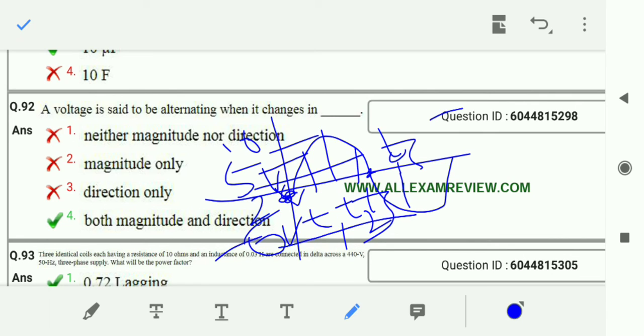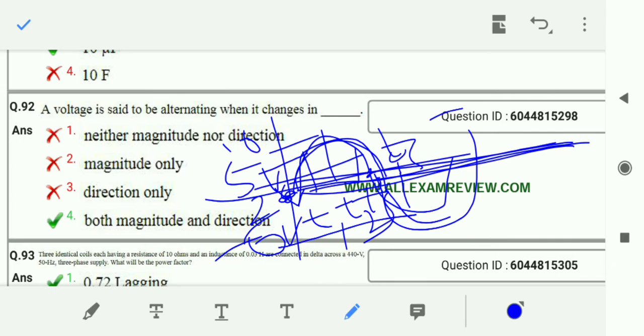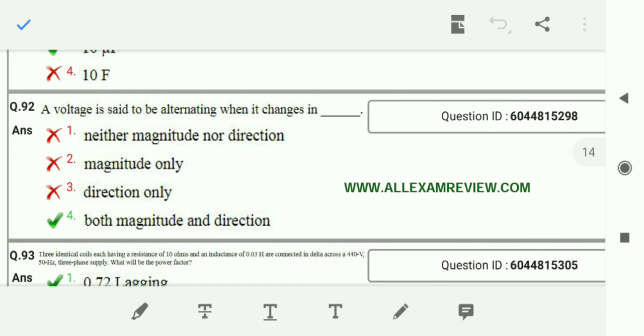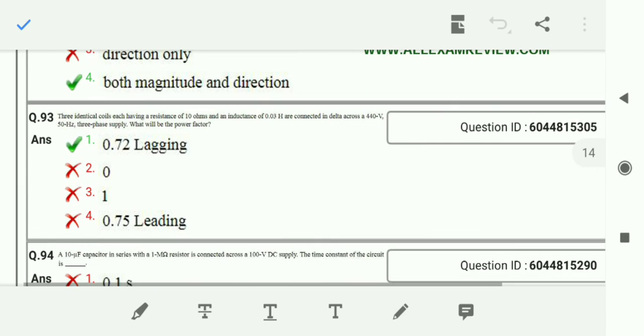That means as time increases, it is changing its magnitude, and after some time the direction also changes. It is positive, it is negative, right? So it is changing its direction as well as magnitude, both. So option 4 is right.